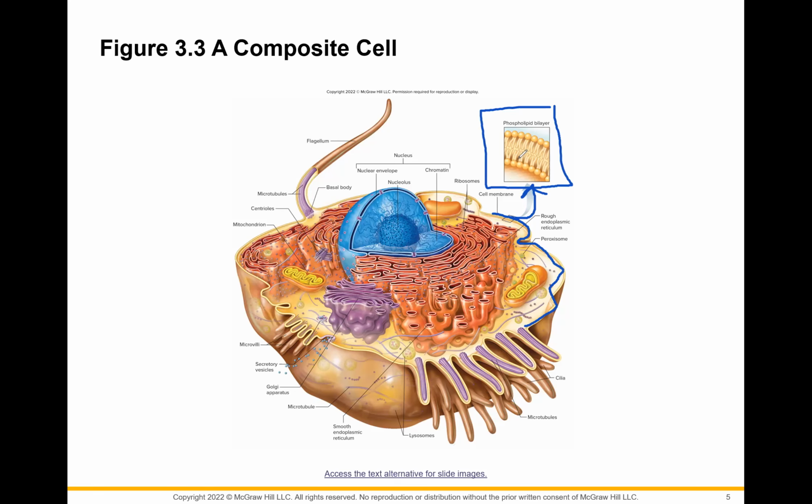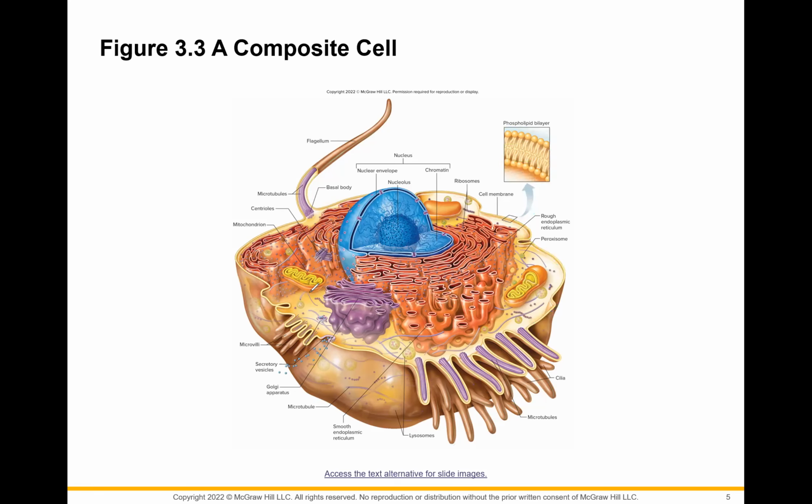So the glycerol heads like to interact with water, and the tails do not, which is why they're going to be found in the middle. They're sort of like sandwiched together. And it creates what we call the phospholipid bilayer. We'll talk a little bit more about that here in just a moment.